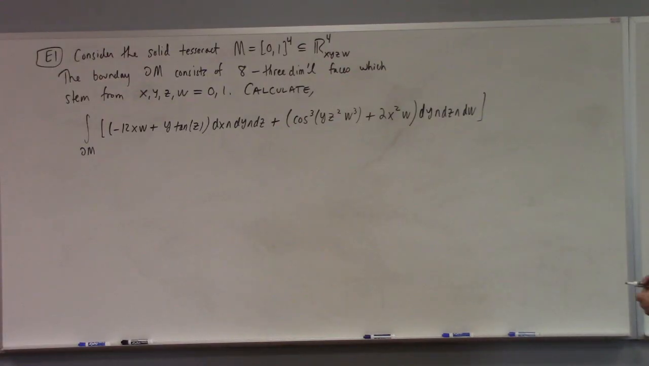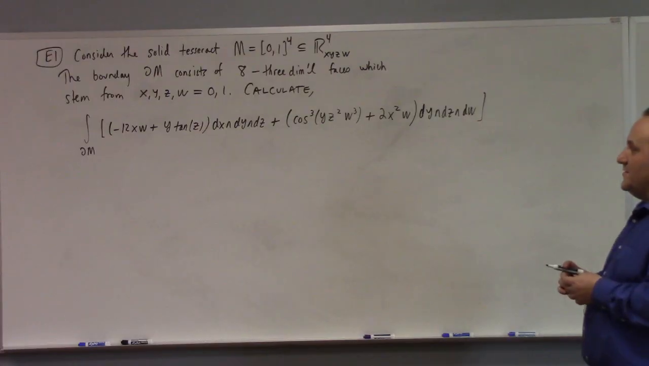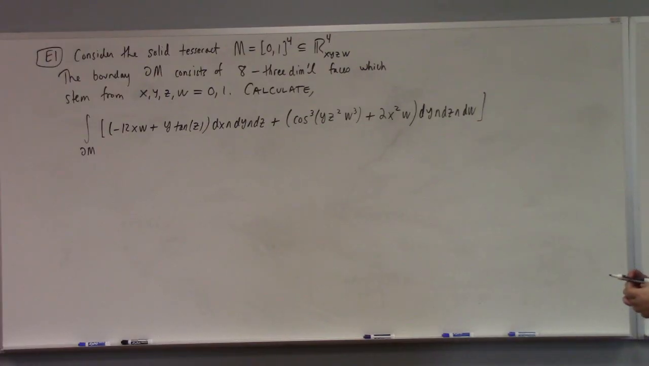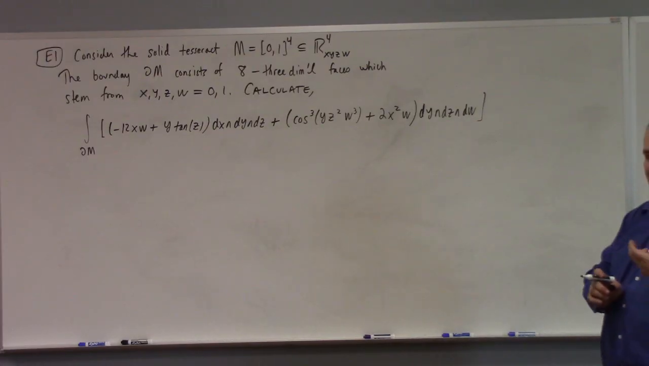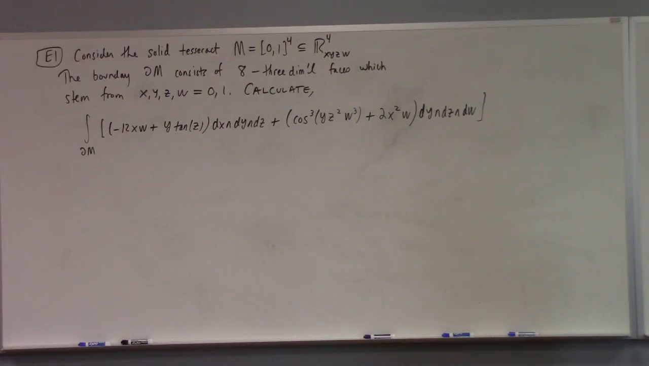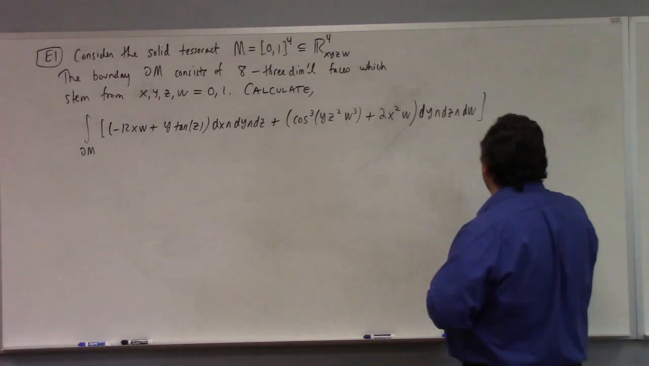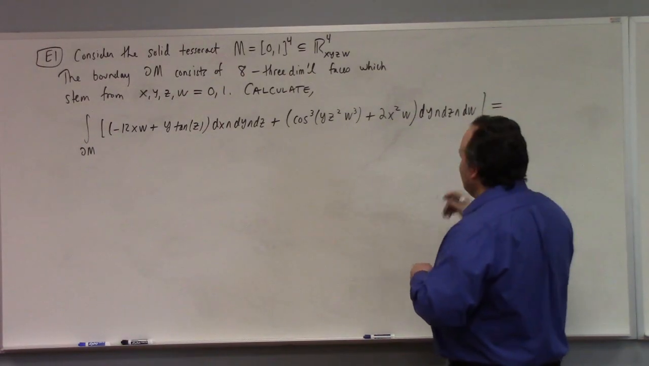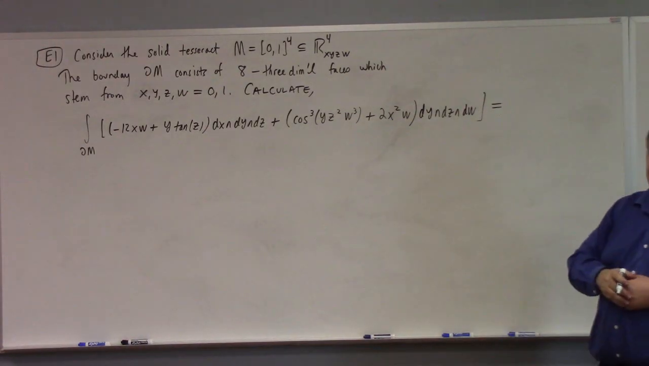I would also wonder, am I right about the 8 faces? It would be totally unsurprising if I was wrong about the number of faces of a tesseract. I'm very bad at counting. So don't take it on authority that there are 8 faces of a tesseract.